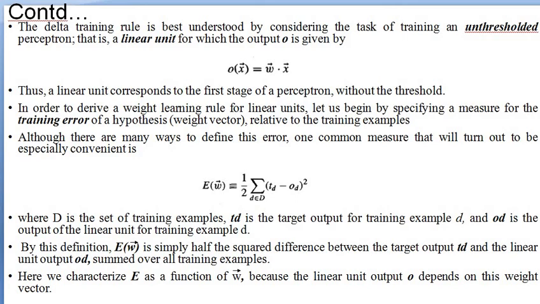Gradient descent is the basis of the delta rule. So first we need to understand what gradient descent is, then after that we can apply the delta rule algorithm, right? The perceptron training rule is applicable only for linearly separable examples.